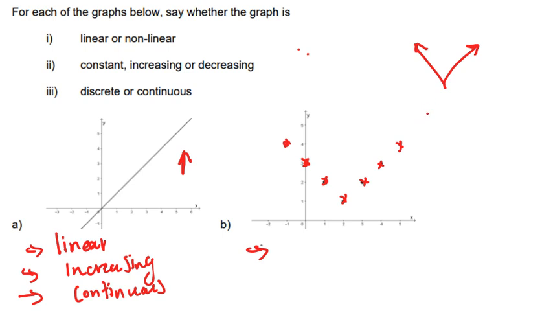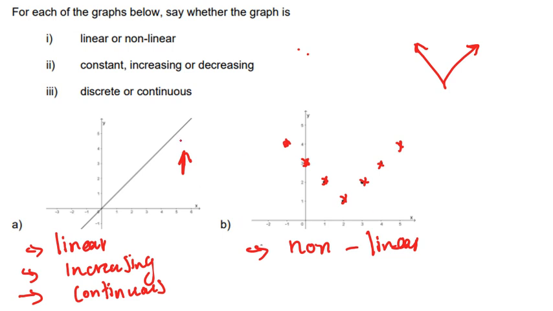Now is this graph linear or non-linear? Of course, it cannot be linear. Why? It doesn't go in one direction. It goes down, then changes direction. Then it's said to be non-linear, okay. Simple like that. Non-linear.